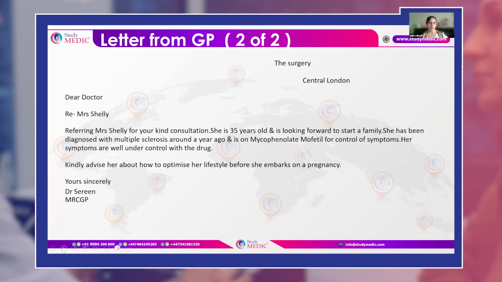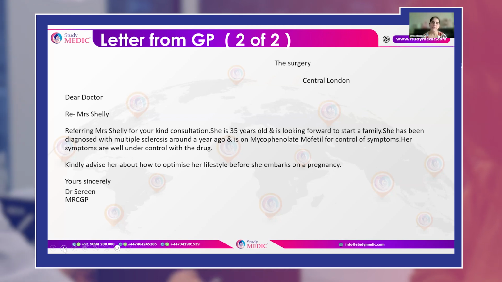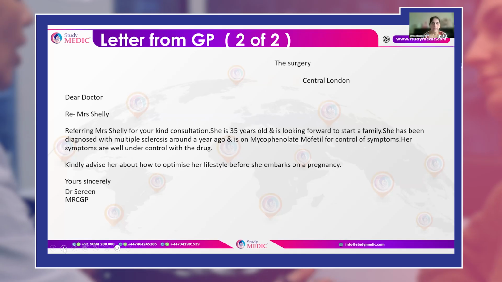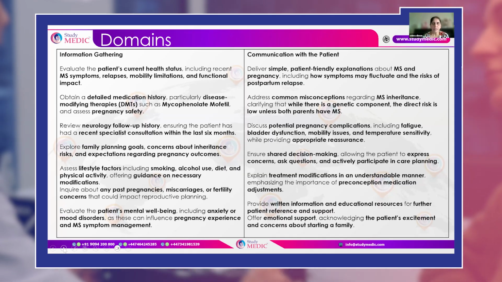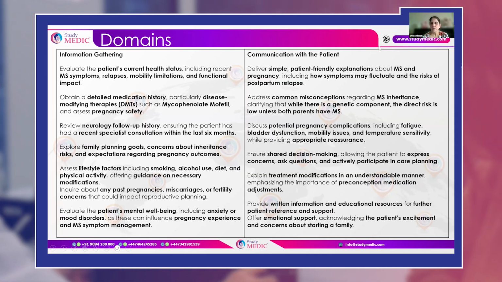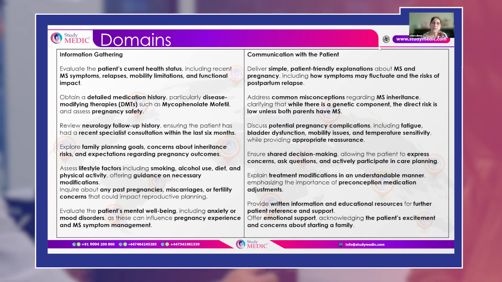So that's it, guys, about the station. Now let us see the most important points that we would be seeing in information gathering and all the domains. In information gathering, it's very important to evaluate the patient's current health status, including her multiple sclerosis, her symptoms, the relapses, mobility limitations, and functional impact.